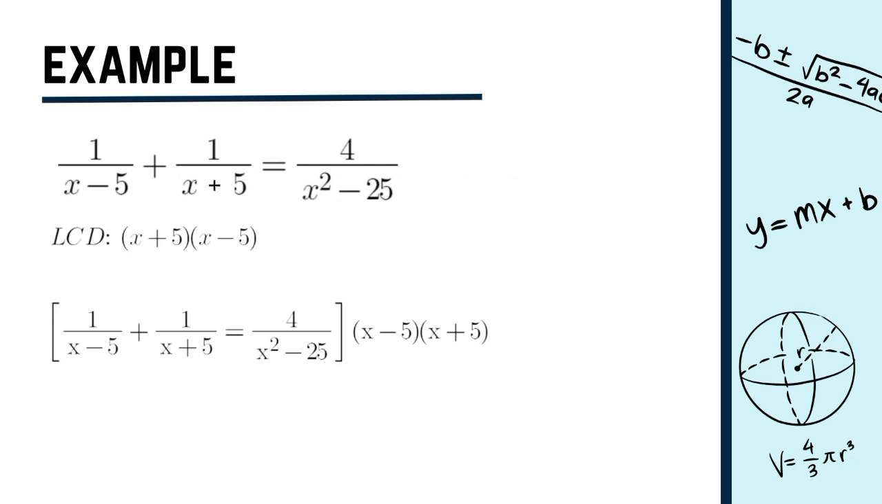solution. Our example for rational equation is 1 over x minus 5 plus 1 over x plus 5 is equal to 4 over x squared minus 25. And our LCD is quantity x plus 5 and quantity x minus 5. We multiply our LCD to both sides of our equation.